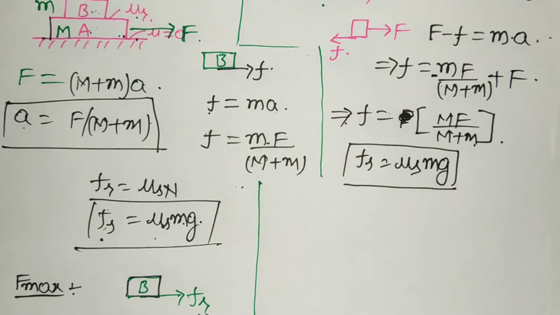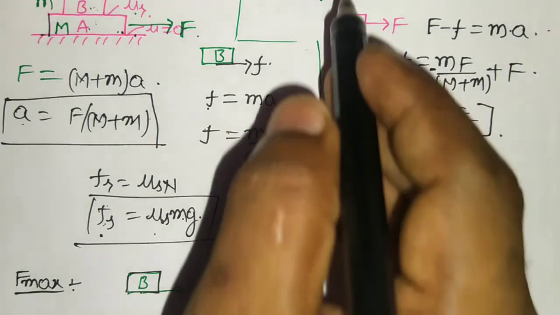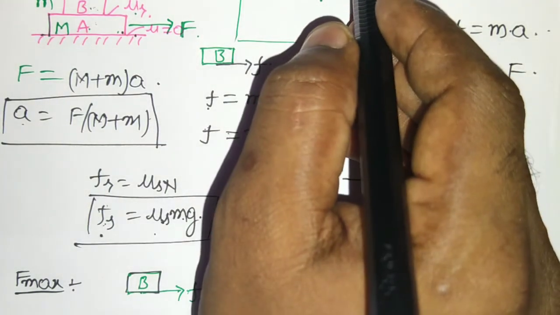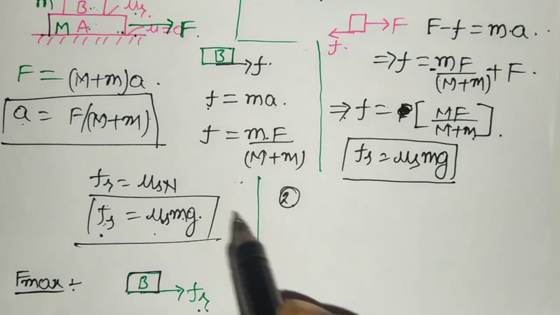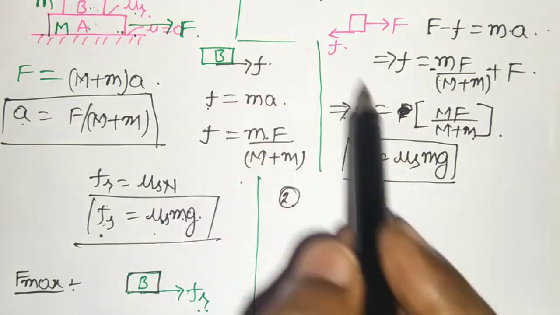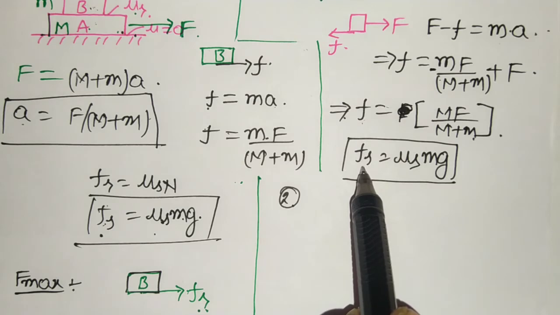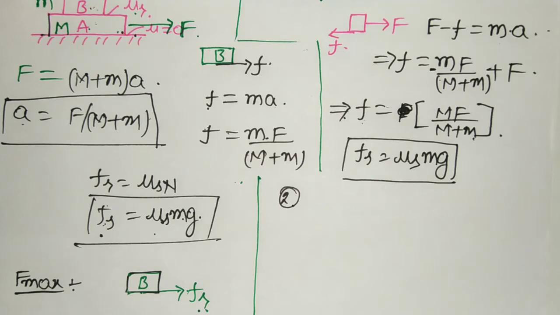And next, second point, what if the applied force is increased? Then what happens? The frictional force which is needed to support the motion of B also increases with the applied force. It keeps on increasing. At one particular value of applied force, it reaches the limiting value. So until that value of applied force, both the blocks move together. If the applied force is greater than that limiting force value, then they start sliding with respect to each other.